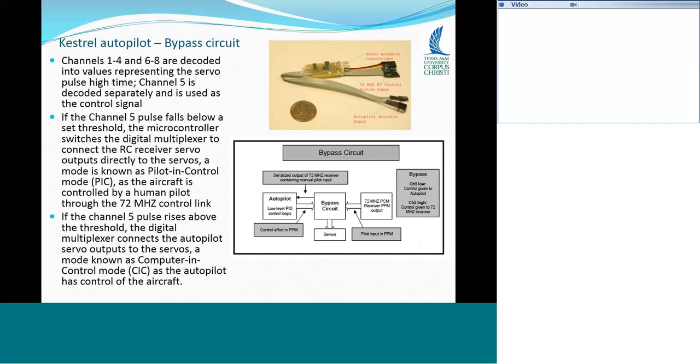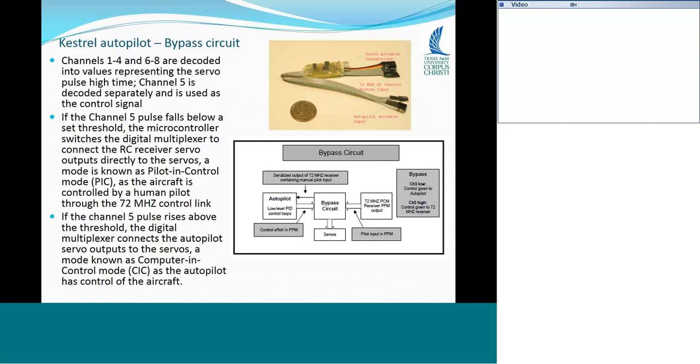So there are some channels on this thing. Channels 1 through 4 and 6 through 8 are decoded into values representing the servo pulse high time. So that has to do with the control inputs. Channel 5 is decoded separately and used as a control signal. Okay. If the channel 5 pulse falls below a set threshold, the microcontroller switches the digital multiplexer to connect the RC receiver servo outputs directly to the servos, a mode known as pilot in control, as the aircraft is controlled by a human pilot through the 72 megahertz control link.